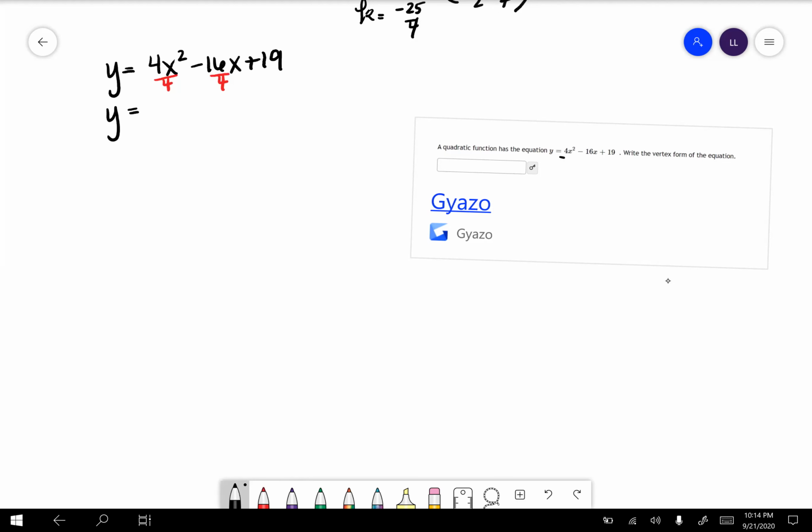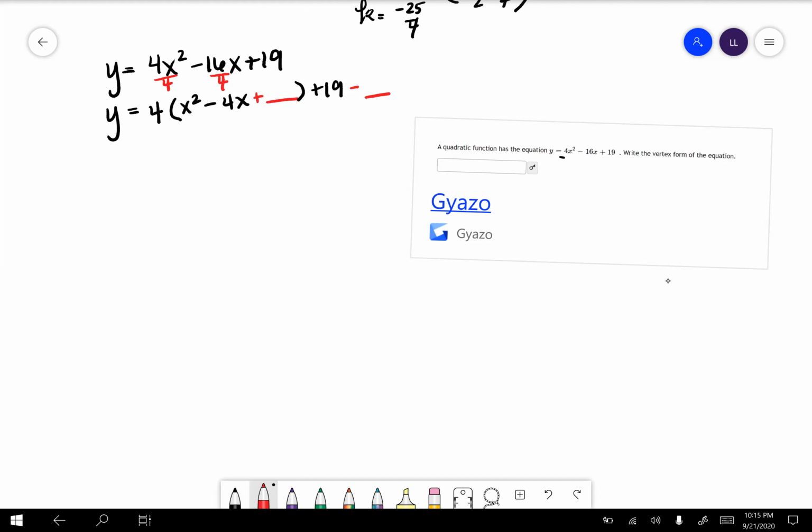And now let's make some room. So 4 gets factored out. So 4 is here. X squared is what's left because 4 divided by 4 is 1. 16 divided by 4 is 4. So minus 4x. And this is what I mean by make some room. Whatever I add here, I'm going to add inside the parenthesis because it's multiplied by 4. I'm going to move the 19 over. And remember, whatever I add here, I have to subtract.